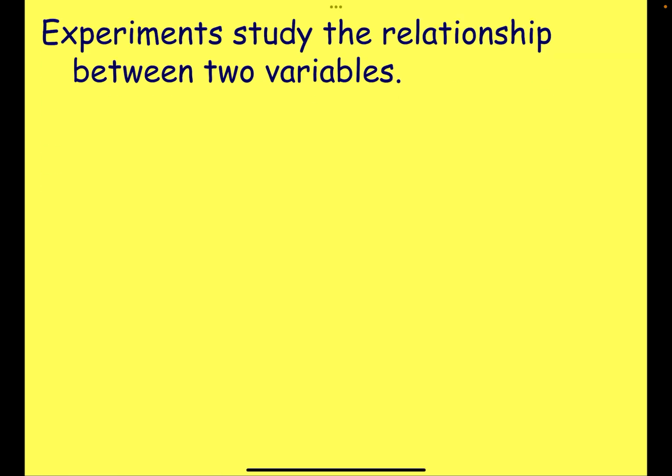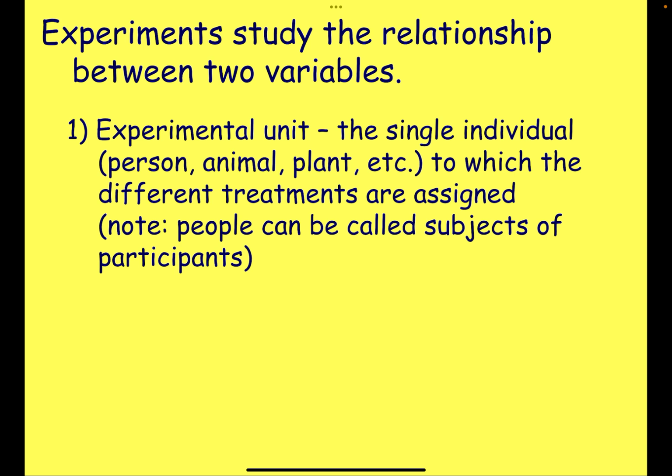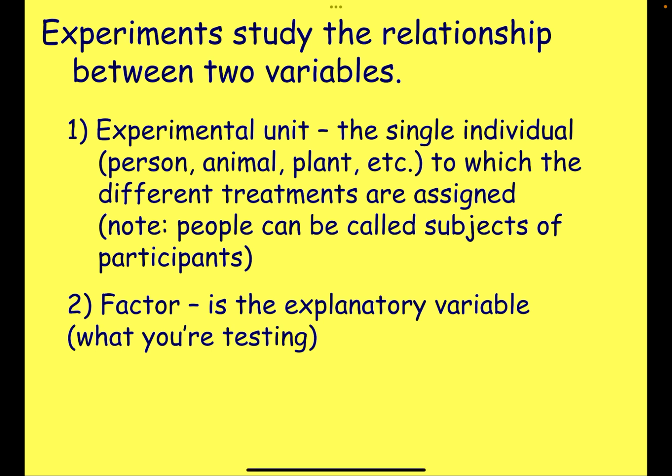So when we're taking notes here, okay, experiments study the relationship between two variables, right? Experimental unit is the single individual, person, plant, etc., to which the different treatments are assigned. Note, people can be called subjects if you're using subjects in an experiment. We also have what we call a factor. The factor is the explanatory variable. This is what you're testing. In the case of the Hippity Hop food, the food itself was the factor. We were testing to see if the food was a factor.